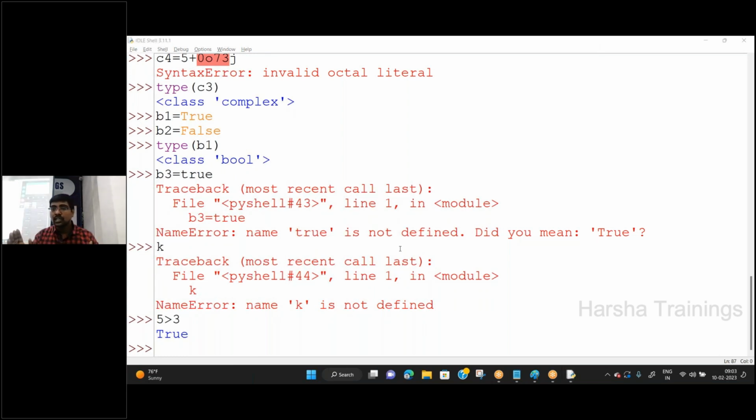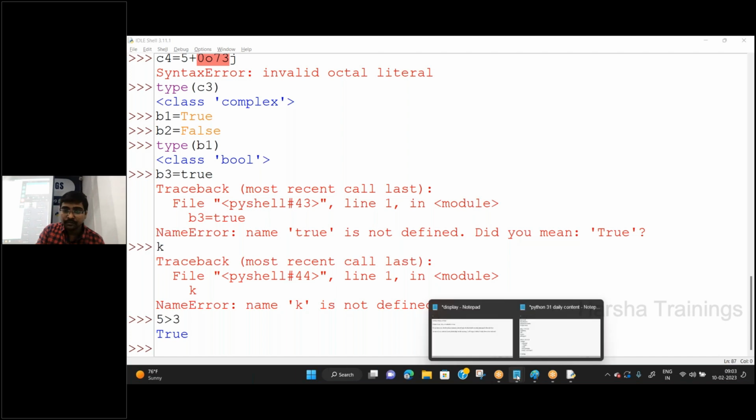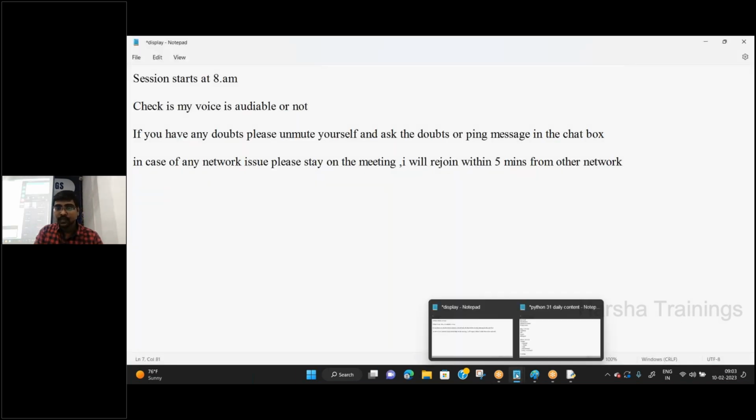In the next session, I am moving into the advanced data types: string, list, tuple, dictionary, set, step by step. Okay. Meanwhile, if you have any doubt, ask. If you have no doubt, you can leave the session.